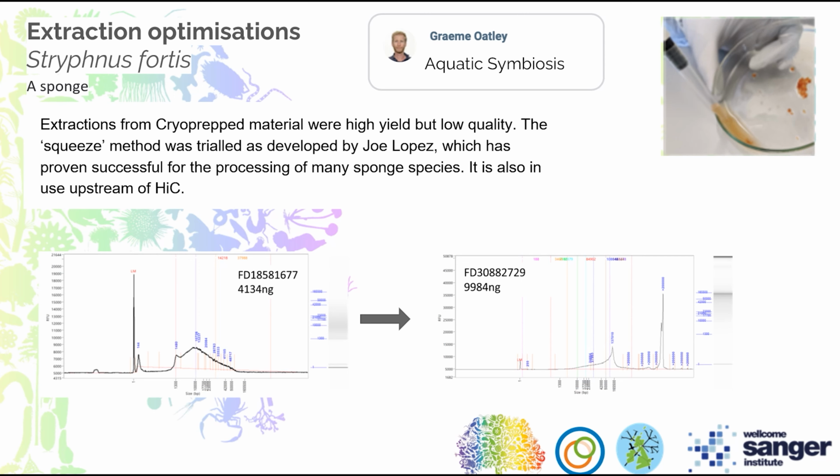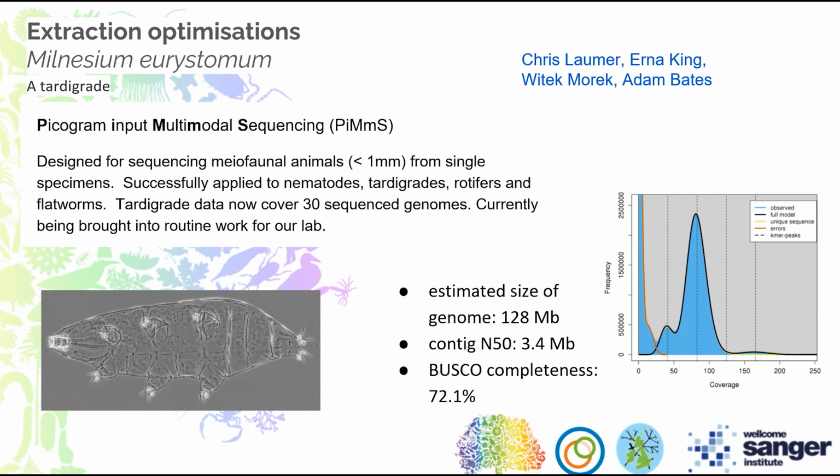Okay, and then this is our newest method on the blog. It's actually come from our faculty group. Chris Laumer, Erna King, Vitek, and Adam have been working on bringing this into the core laboratory. Chris has christened it PIMS, picogram input multimodal sequencing. Using this method, you can achieve gDNA and cDNA from the same organism. At the moment, we're just concentrating on the gDNA side.